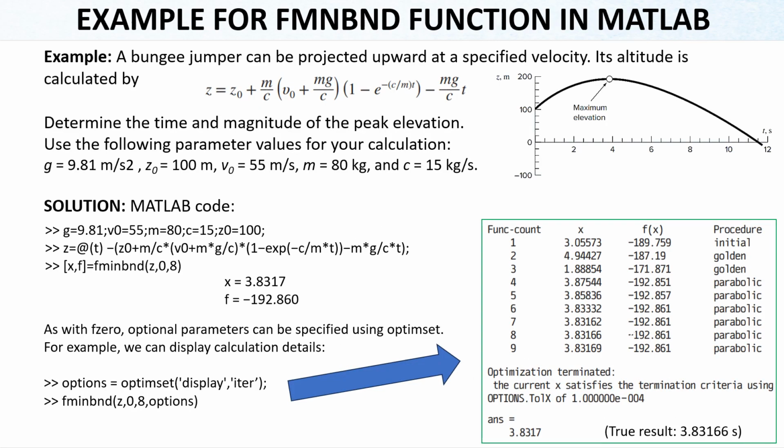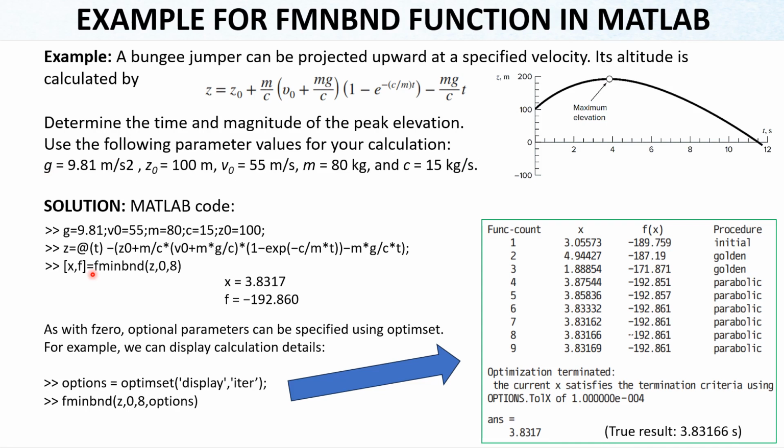In this slide, we have an example to use the fminbnd function in MATLAB. This example is a bungee jumper example. As you can see here, there is a trajectory of the function. The jumper jumps and goes down. And this z is the altitude or the height of the jumper, and it is calculated with this formula. We want to determine the time and magnitude of the peak elevation, so the maximum point we want to find.